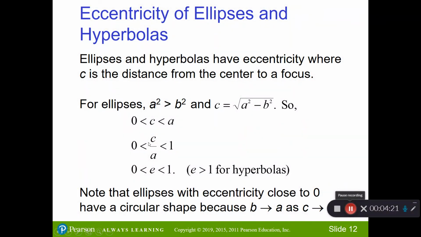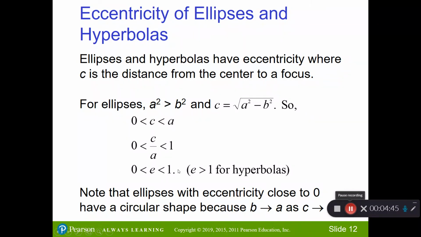So the eccentricity is the ratio of those two distances. Well, the distance to the focus is going to be C. The distance to the vertex is going to be A. And so when my center is at the origin, we're just going to have the ratio of that C over A.